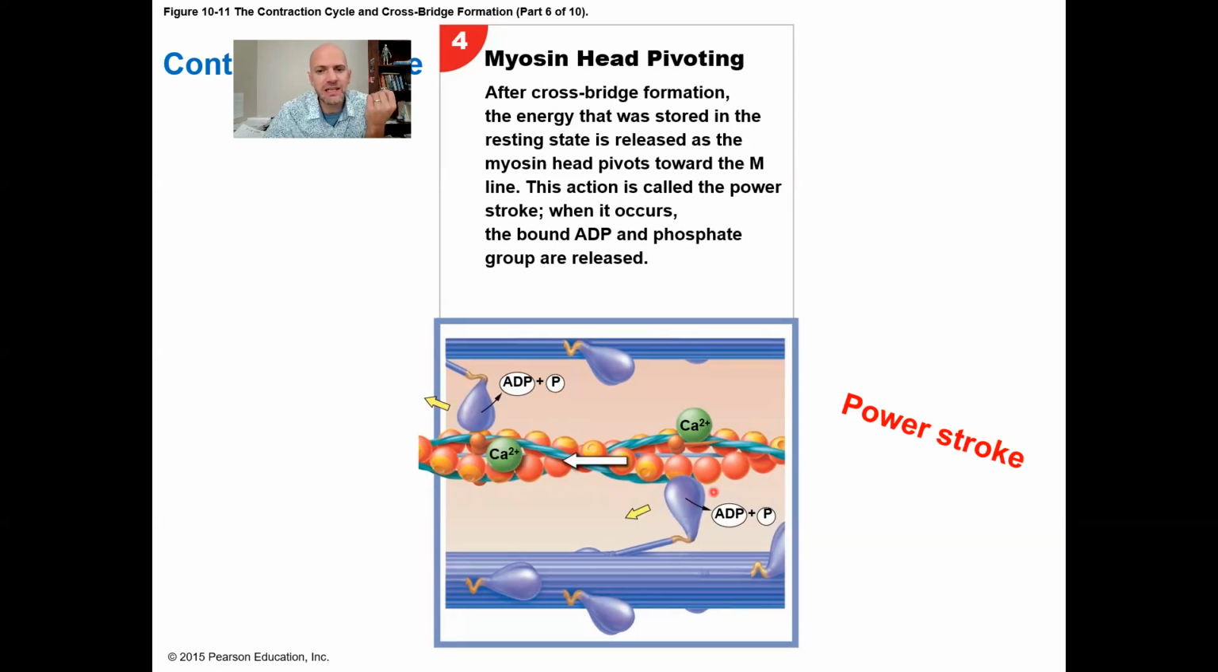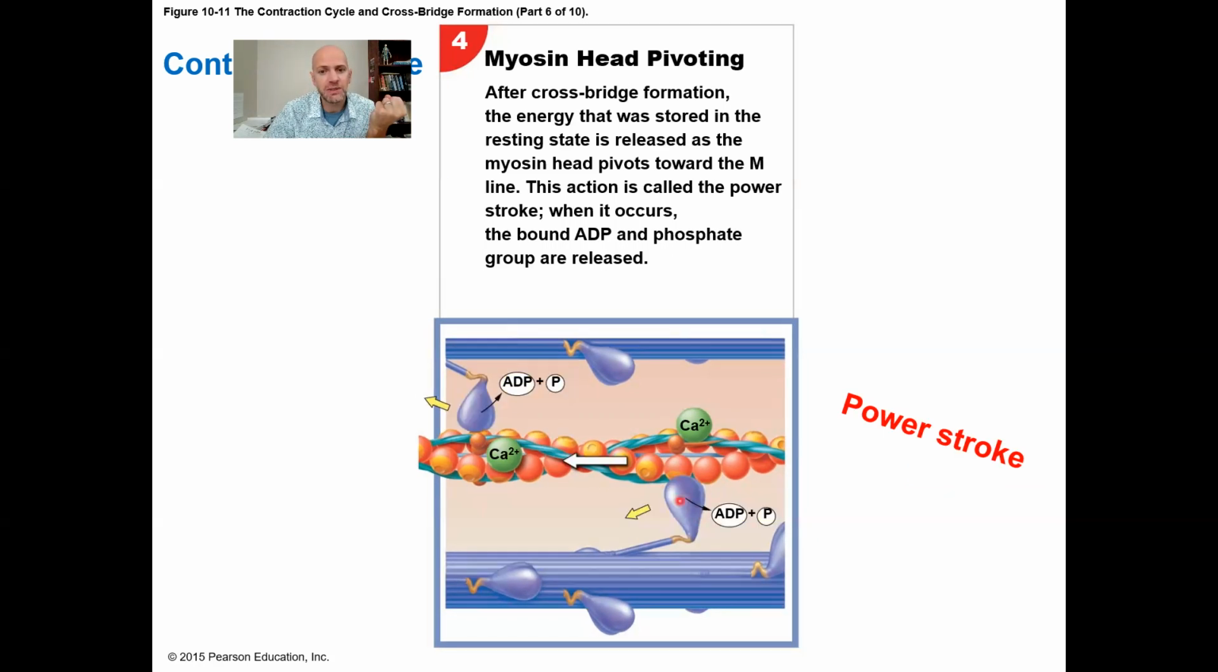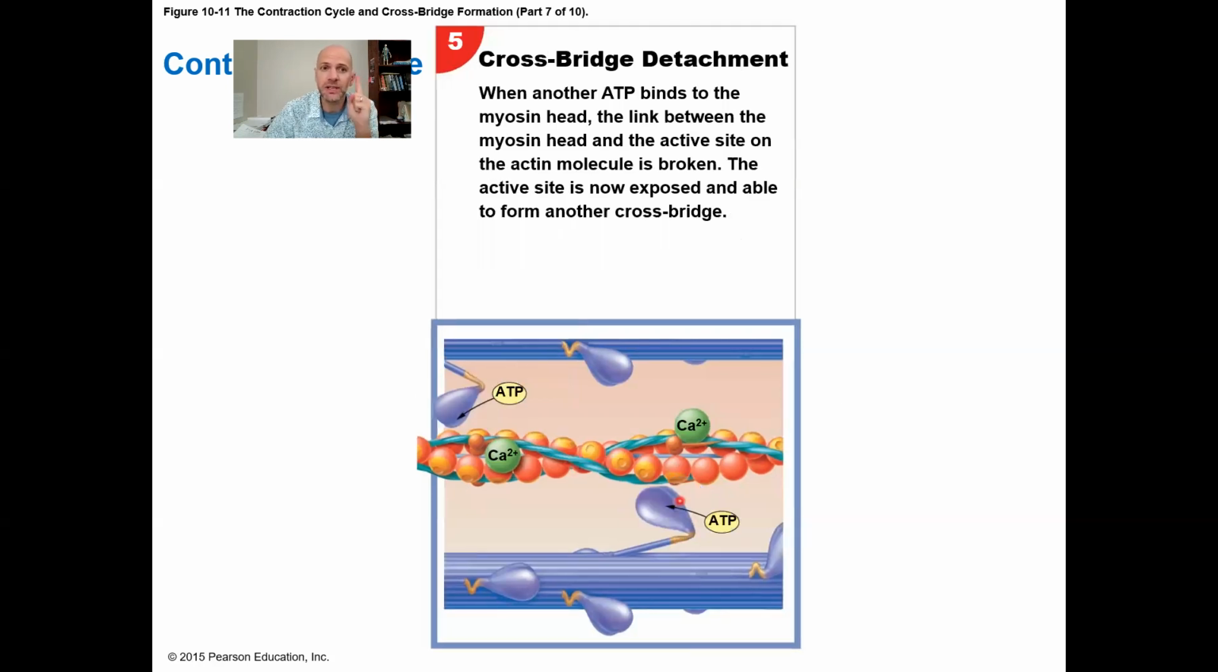Notice you can see ADP leaving the head group, and that opens up the head group to bind another ATP. So a fresh ATP can then bind to the myosin head, and we can detach from actin. So you notice between these two, you see that detachment of the head. The detachment only occurs if there's fresh ATP.